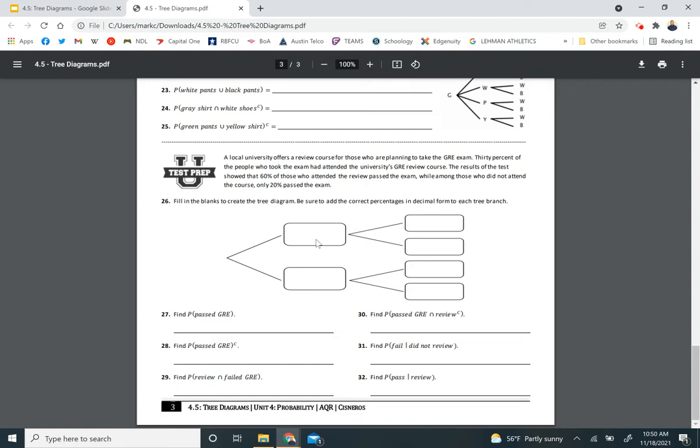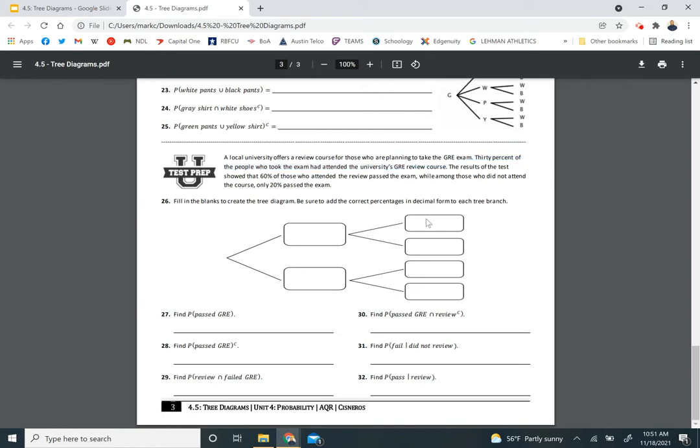So these first two slots right here are basically the first slot is they took the review course, and then they did not take the review course. So this first section would be took review course, and then the next would be did not take the review course. It tells us in here that 30% of those people took the review course. So on this first branch should be 0.3 for 30%. Now, if 30% took the course, then 70% or 0.7 did not take the course. So you're going to put 0.3 here and 0.7 here.